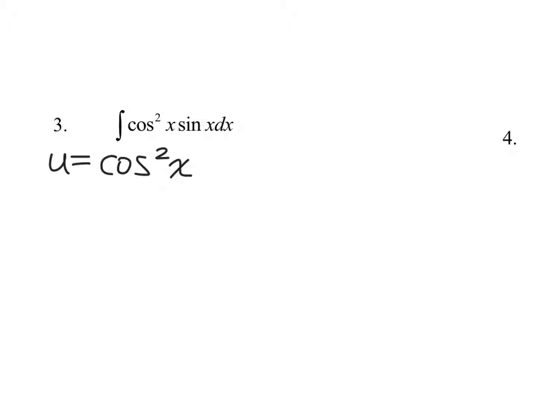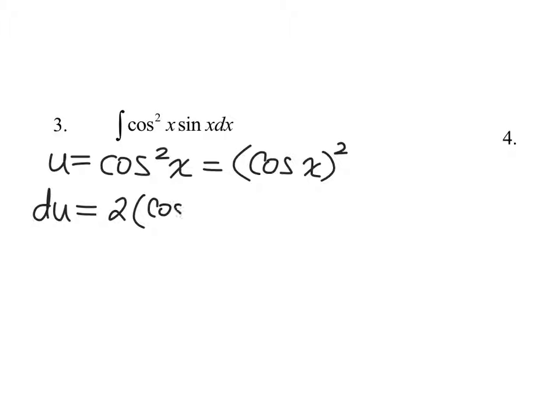All right. When I take the derivative of this, I'm going to get du is equal to, it's chain rule. The trig functions are kind of weird when it comes to that, because cosine squared of x is the same as cosine of x as a quantity squared. So the derivative is 2 times cosine x times negative sine of x.